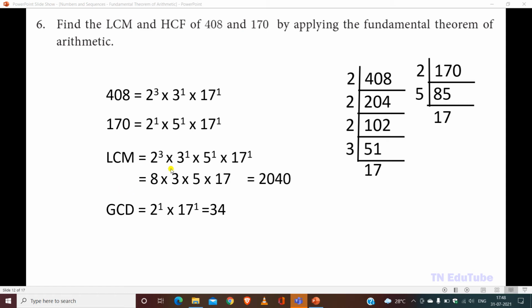Then HCF. How to take HCF or GCD? Same only. It has to be common in both, isn't it? So in these common factors you have to take the lowest degree. That is what is common in both. So 2 power 3, here it is 2 power 1. So the common one is 2 power 1 only. Here also 17 power 1, both are having common. So 2 into 17 you get 34. So LCM is 2040 and GCD is 34. Okay children, that is the answer for the given question 6.